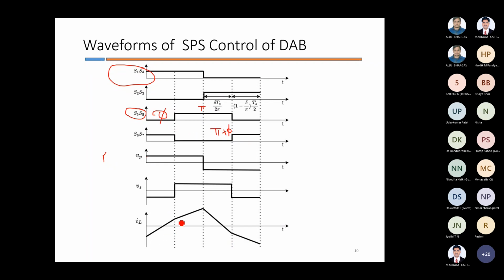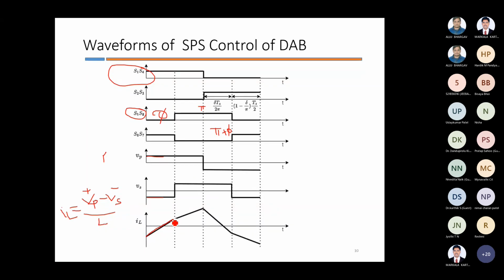And here we can see how we get this. Initially, we can see that VP is positive and this is Vs. So IL will be equal to Vp minus Vs by L. Here we can see that VP is positive and Vs is negative, so the slope will be a little bit higher. So there will be a continuous rise in current. We have a higher slope and the rise will be faster.